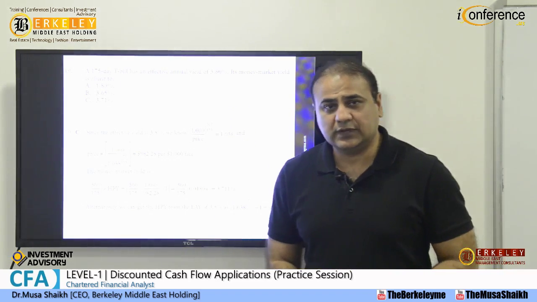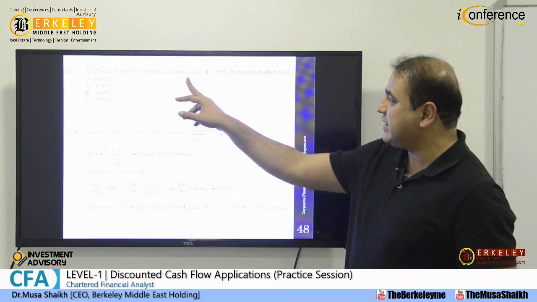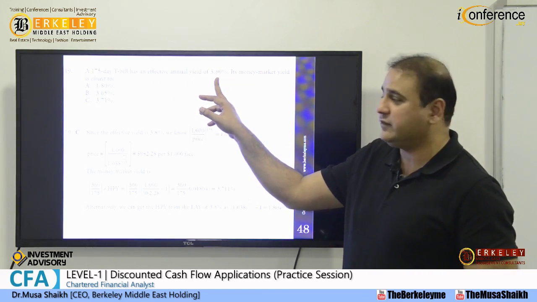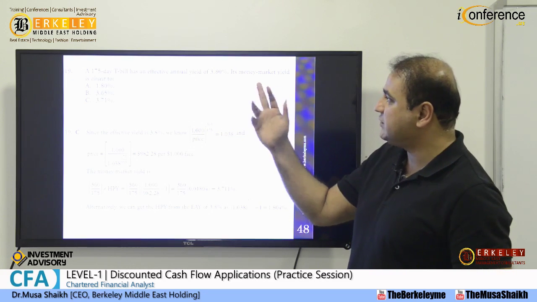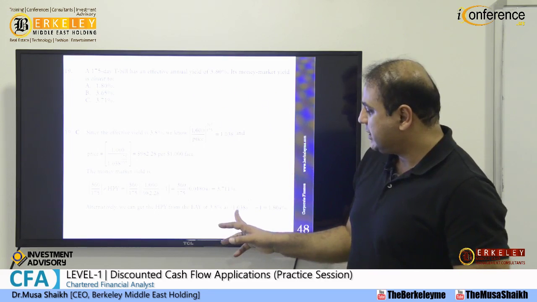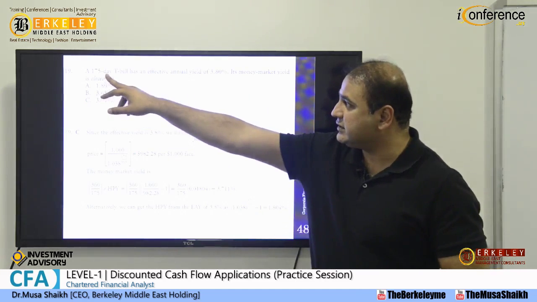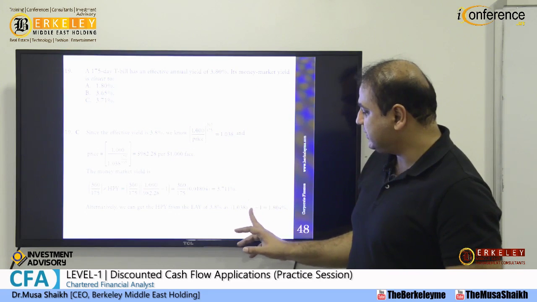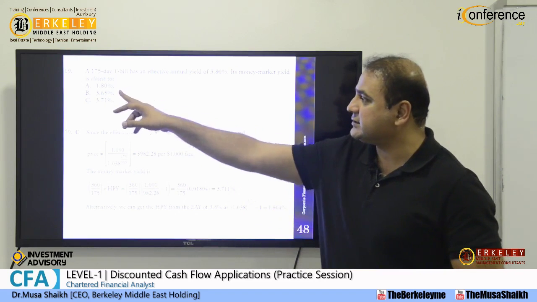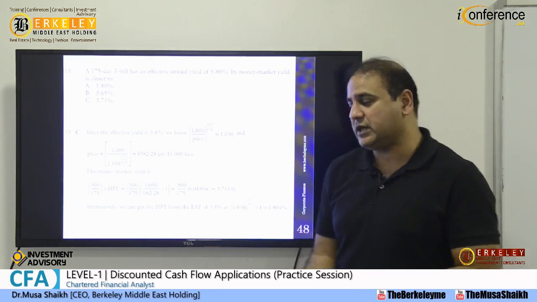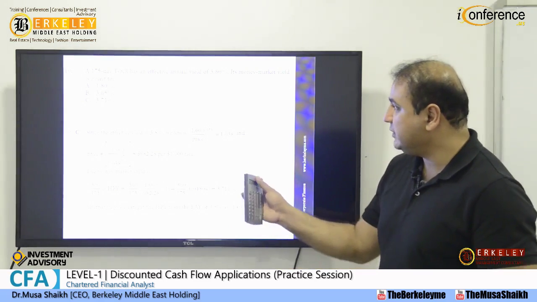Move forward, let's do the 19th question. A 175-day T-bill has an effective annual yield of 3.8%. Its money market yield we have to calculate. It's very simple. 1 plus 3.8% is 1.038, and then we raise it to 175 days divided by 365, minus 1, so we can calculate 1.08. That is the right answer. For such kind of question, you can quickly use the effective annual yield, and all information is given.